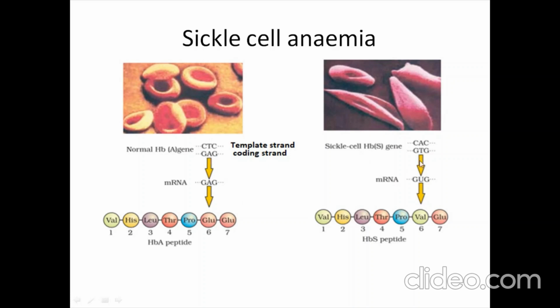But in sickle cell, here you can see, in the sickle cell hemoglobin gene, T replaces A. So normally there is GAG in the coding strand. In the place of A in the coding strand, there comes T. So A is replaced by T. So instead of GAG, now it becomes GTG.